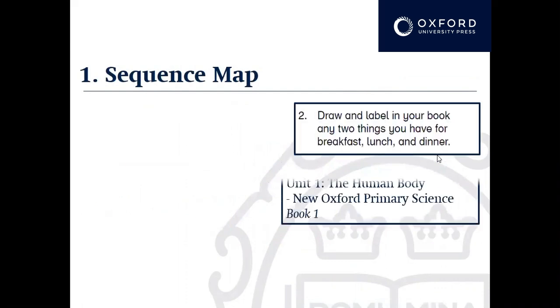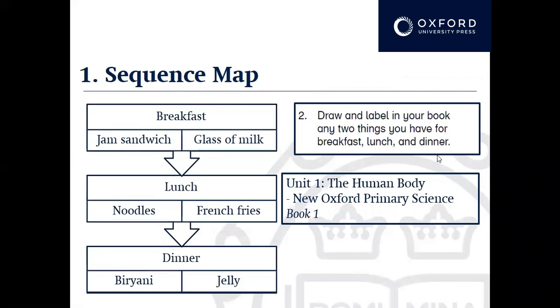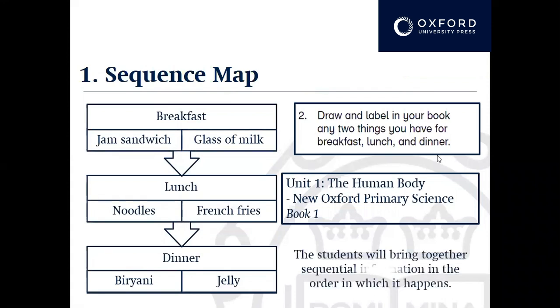This is a question from New Oxford Primary Science Book 1. Draw and label in your book any two things you have for breakfast, lunch, and dinner. The students can construct a sequence map like this to answer this question. This will bring together sequential information in the order in which it happens. When the students also draw these food items, the chart will become visually appealing.